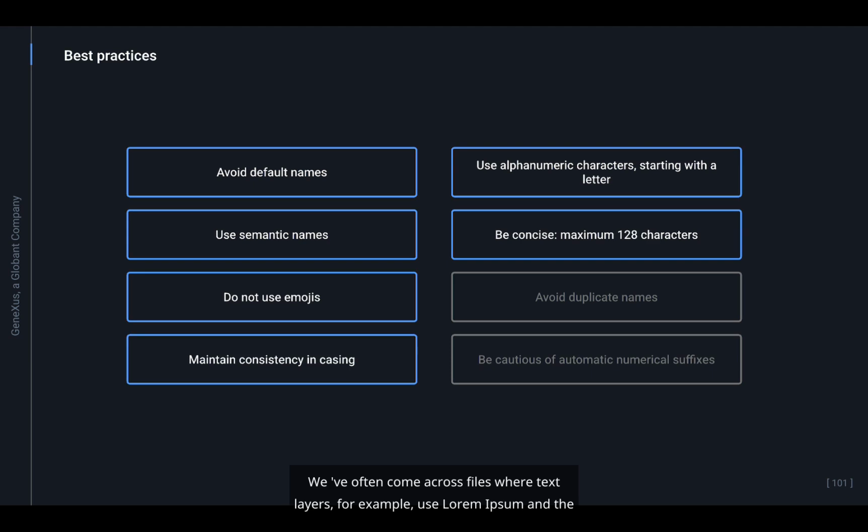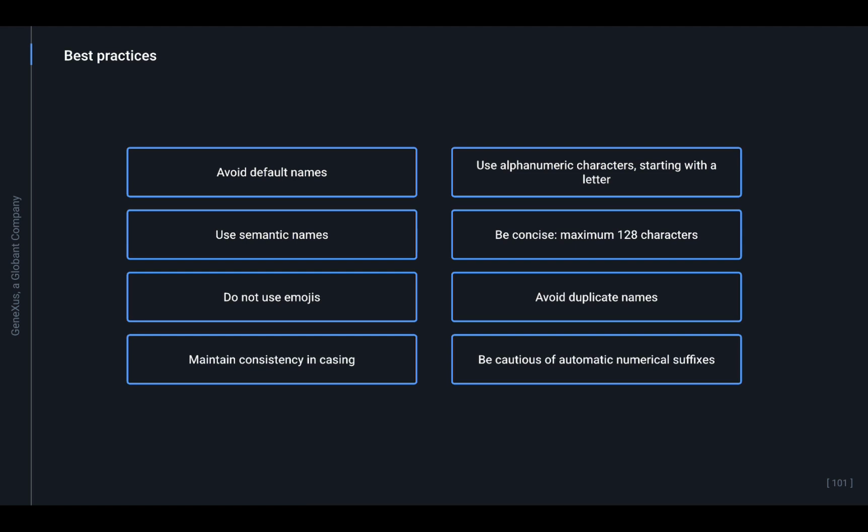We've often come across files where text layers, for example, use lorem ipsum and the entire paragraph they just copied ends up as the layer name. Avoid duplicate names, both in frames and components. And finally, keep in mind that in the case of duplicate names, Genexus will automatically add numeric suffixes, for example, button, button1, button2, and so on, which compromises the maintainability of the application.